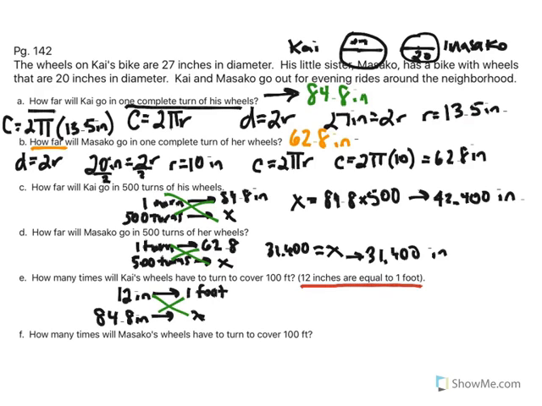So we need to turn that into feet, which we don't know, so that is x. We will cross multiply, and we get 84.8 equals 12x. Divide both sides by 12. x equals 7.06666667. Okay?